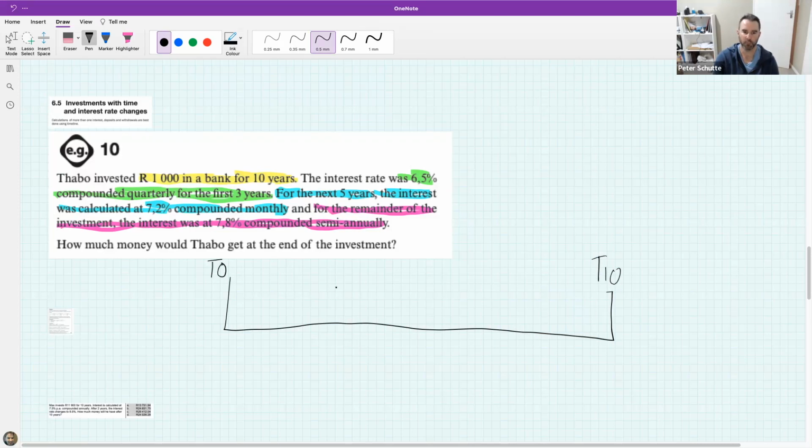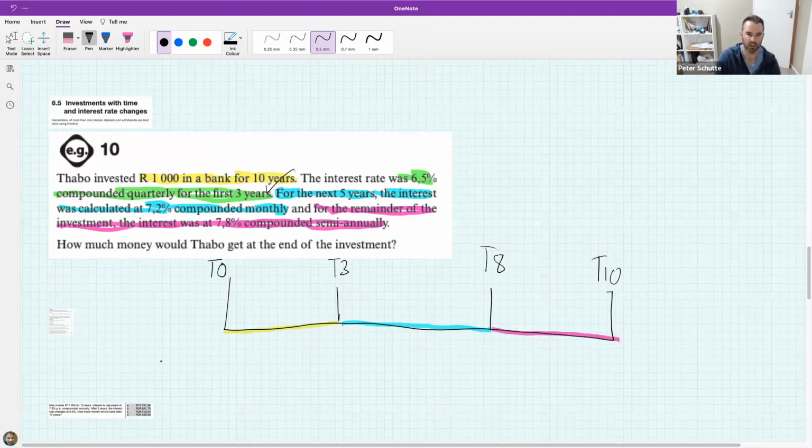The first one will be at T3 because of the first 3 years. Then it won't be T5. The next important period is T8, because it says for the next 5 years, the interest rate's like that. And then for the remainder, which is here. So if you kind of follow my coding of the environment, this bit over here has a certain interest rate. This bit over here has an interest rate. And then this bit over here has another interest rate.